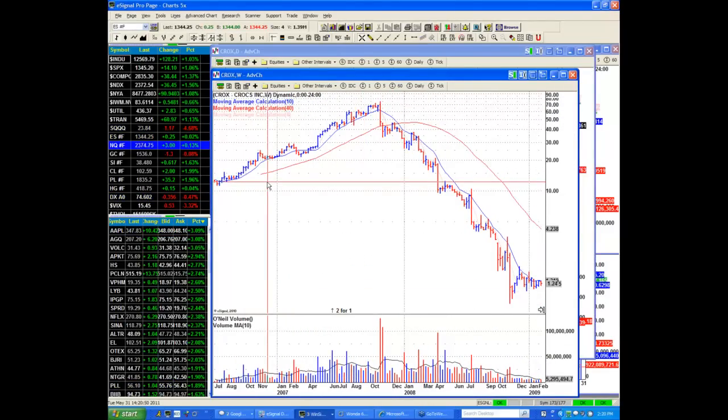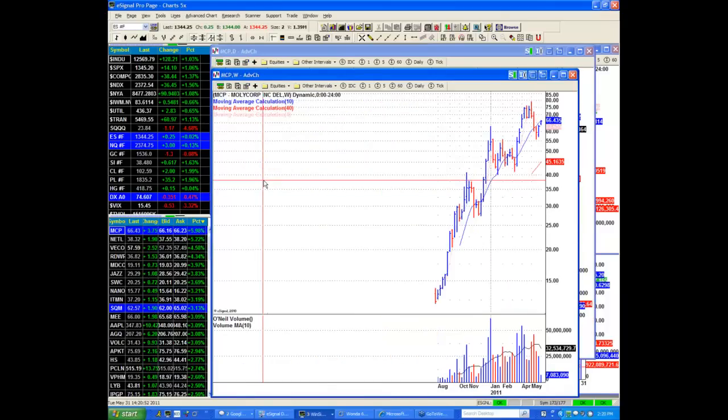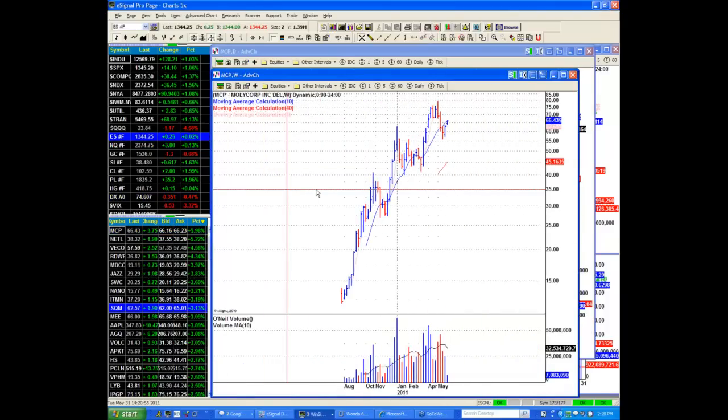Yeah. I wanted to get back to MCP, and somebody was asking whether the composite rating of 53 is a factor, and I would say in this case you make an exception. So you don't do everything by the book. We understand that Molycorp and the rare earths phenomenon is not going to be based on current earnings.